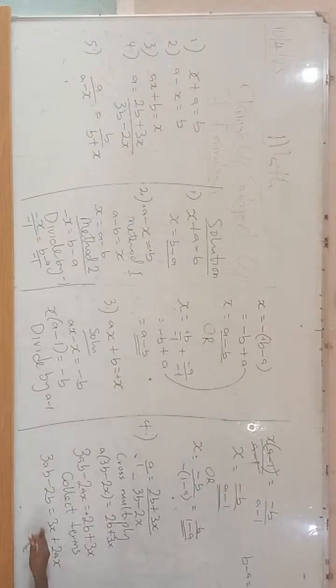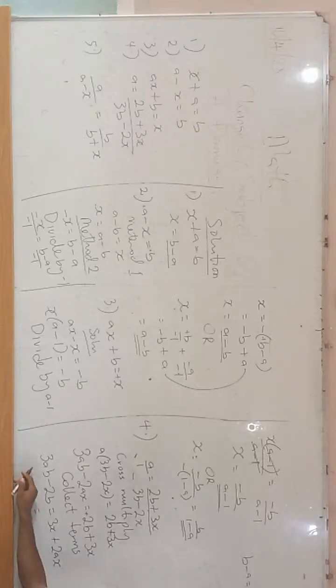What's common here? X. And so you have 3ab minus 2b equals x, then you have 3 plus 2a. Are you with me? Okay, so we have, let me see, I think I can still split.